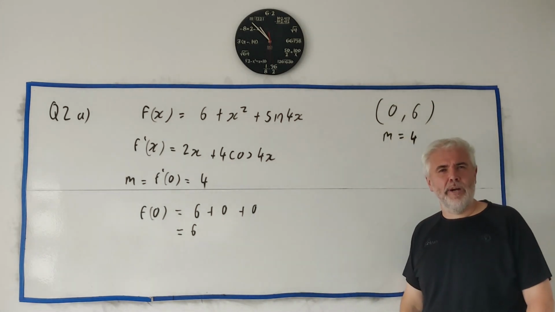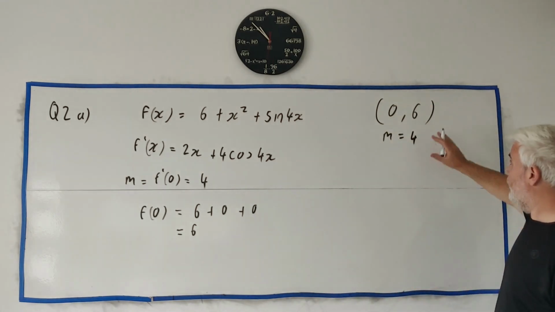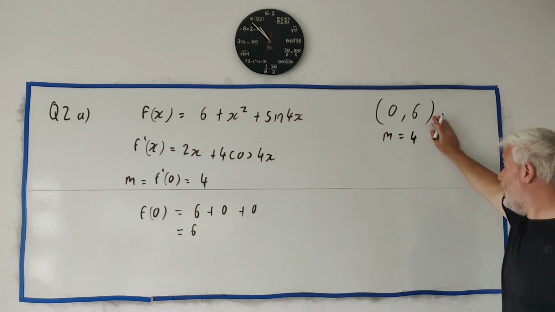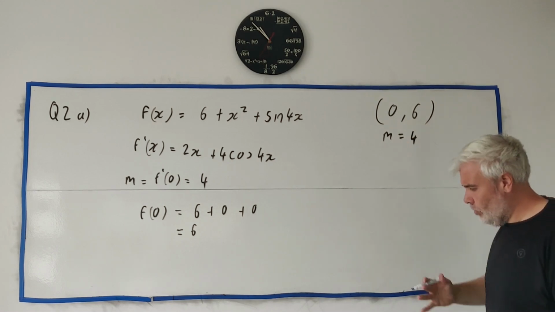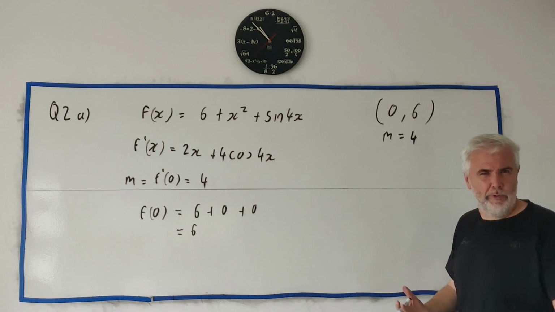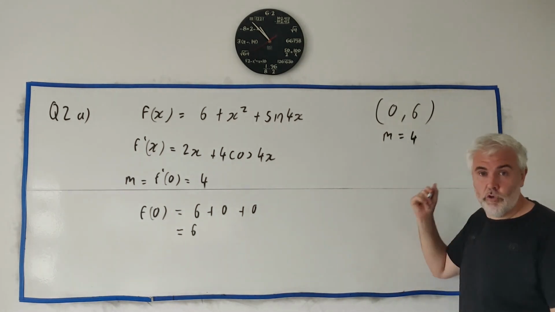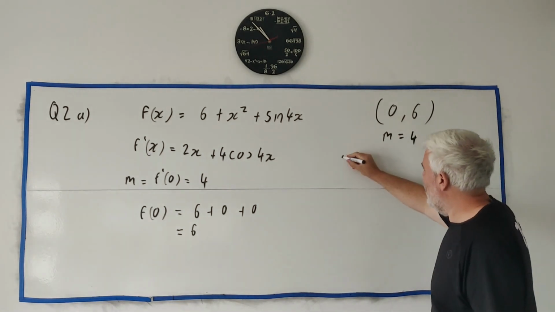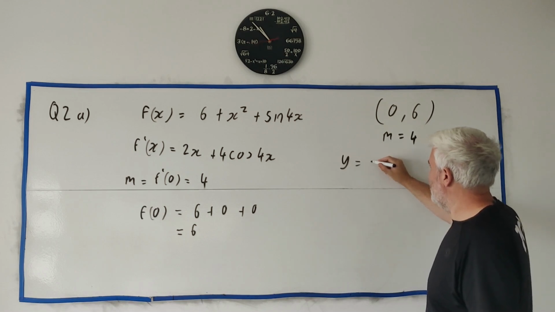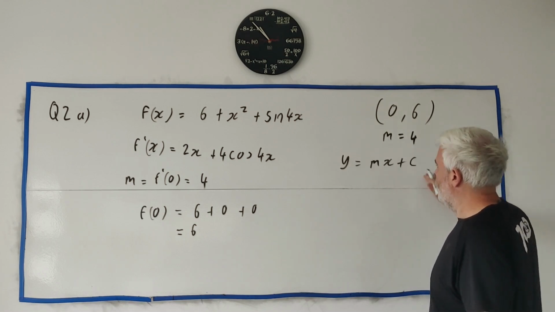So really the second part of A boils down to find the equation of this line here. However you do equations of lines, there's a couple of ways. Well, do it however you want. You should be able to do the equation of a line. I tend to do it this way. y is equal to mx plus c.